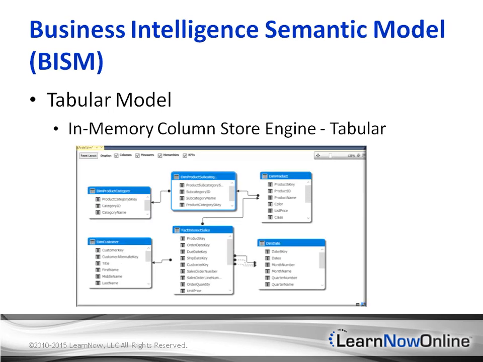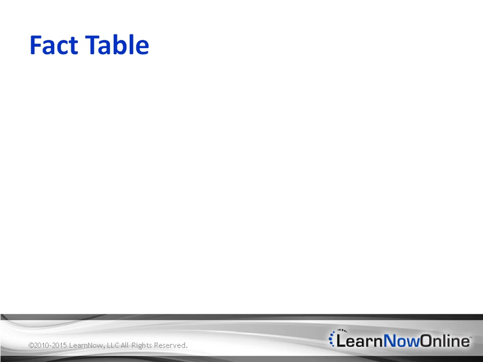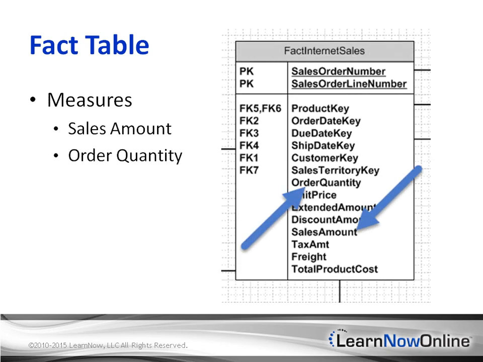Here is the same view, but from the tabular model. We have the same tables and relationships with the same snowflake schema and the same role-playing dimension as the multidimensional model. A dimensional model consists of fact and dimension tables.